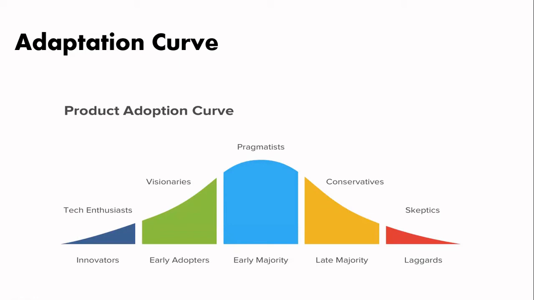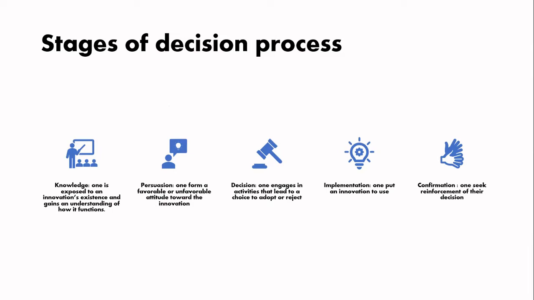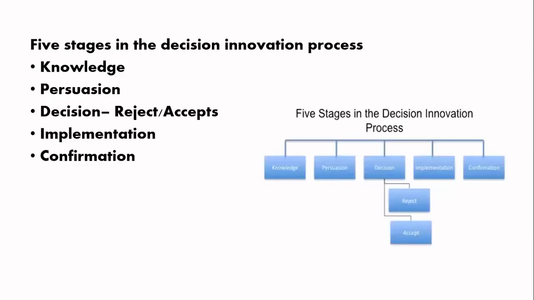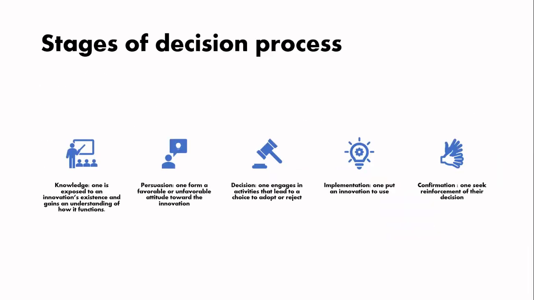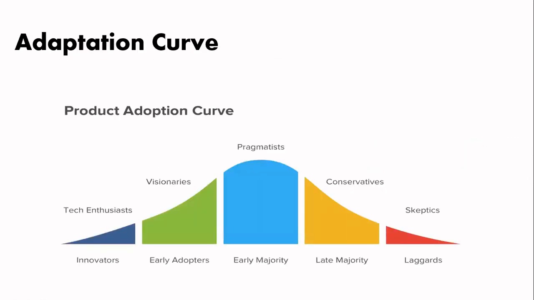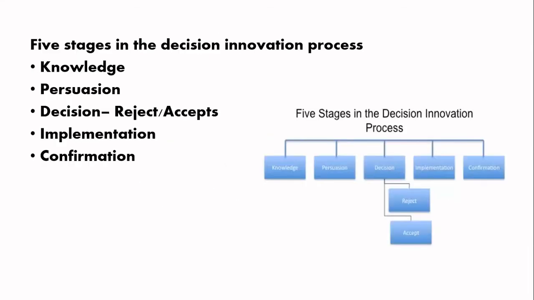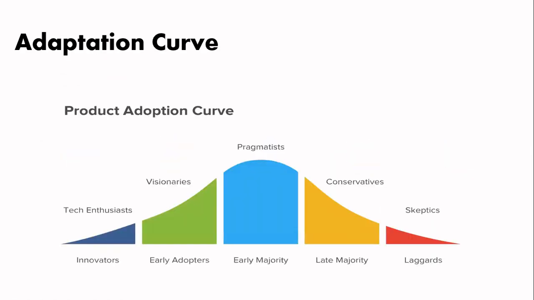discusses how the entire social system goes through the innovation decision process. This is for one individual person. The adoption curve explains how the entire social system goes through this process: knowledge, persuasion, decision, implementation, and confirmation, and how the entire social system is following it. It is described by the adoption curve. I think you already have some understanding of the adoption curve.